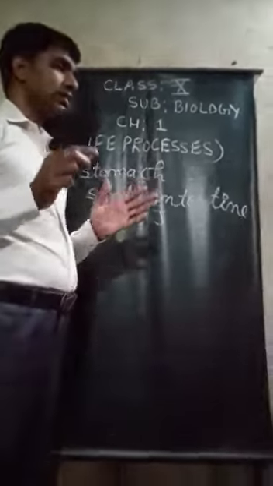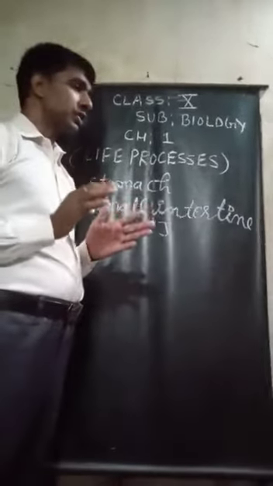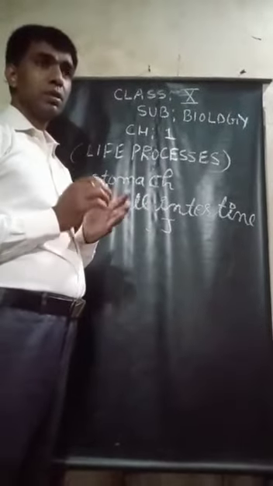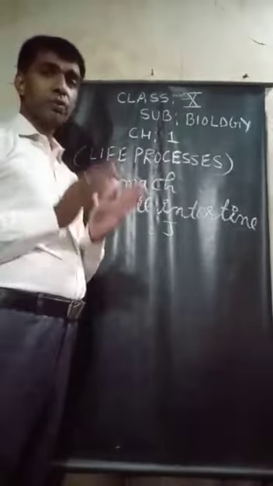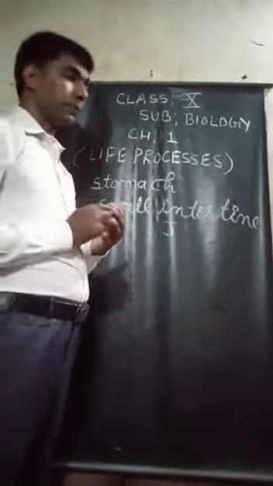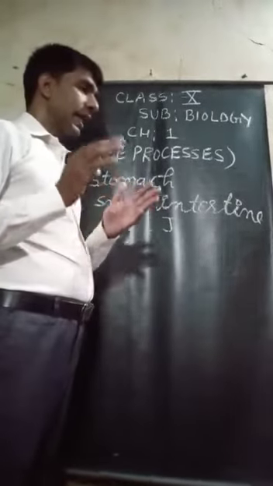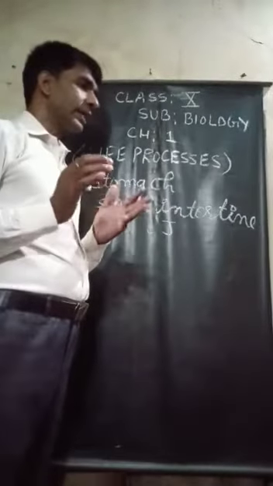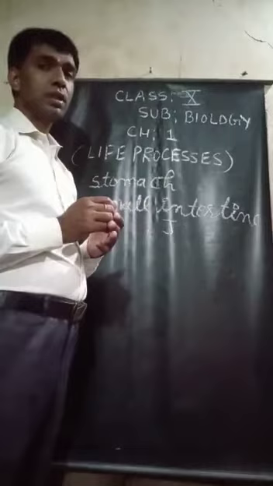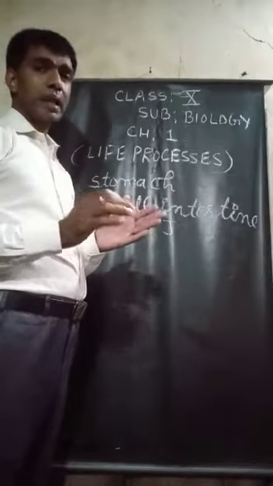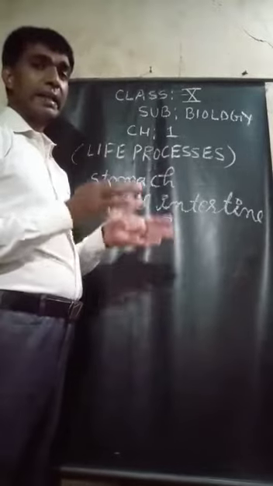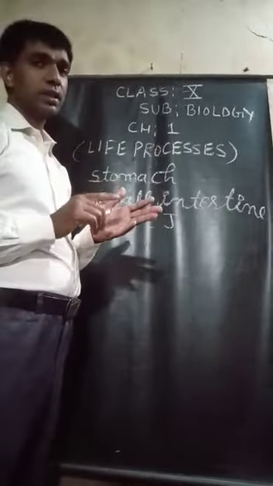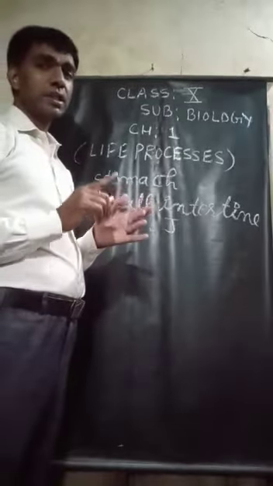Food is passed from the esophagus into the stomach. It expands when food enters into it. That means the stomach expands when food enters into it, and it has three regions: cardiac, fundus, and pylorus.